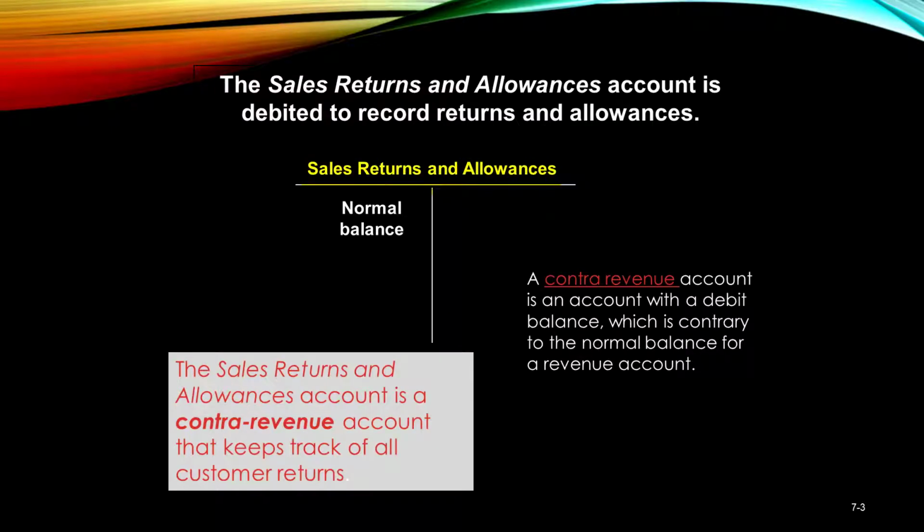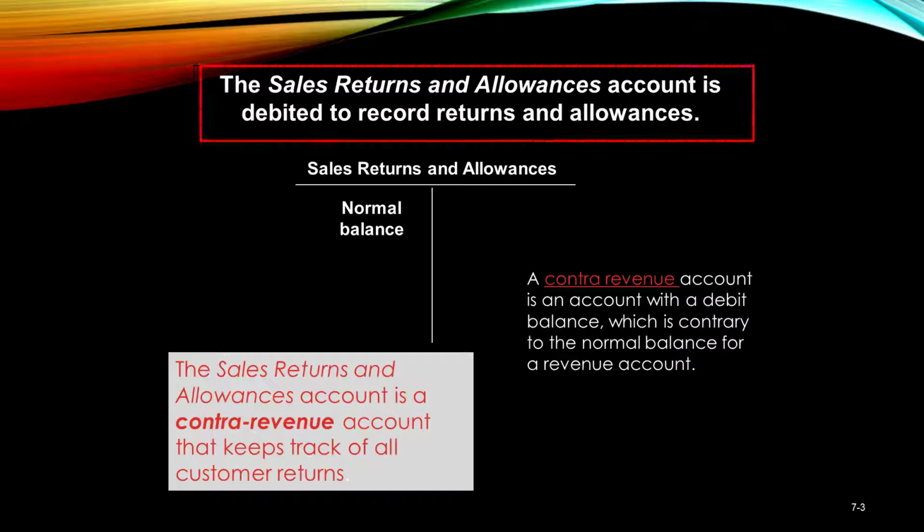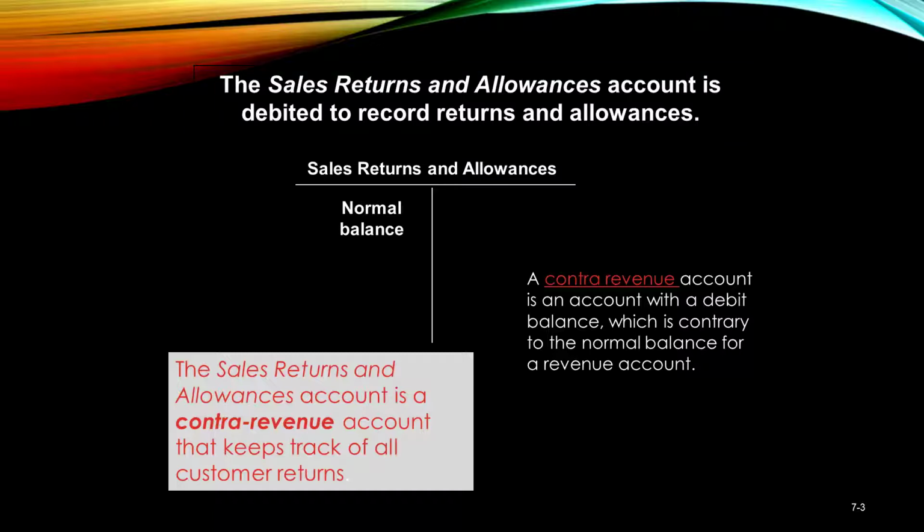When a customer returns a product, the business makes an opposite entry of that of the sale. But instead of debiting the sales account, we debit a brand new account called Sales Returns and Allowances. The Sales Returns and Allowances account is a contra revenue account that keeps track of all customer returns. It's a temporary account that is eventually closed at the end of the accounting period. It will show up on the income statement as a subtraction from the sales account. We'll take a look at that more in detail later.